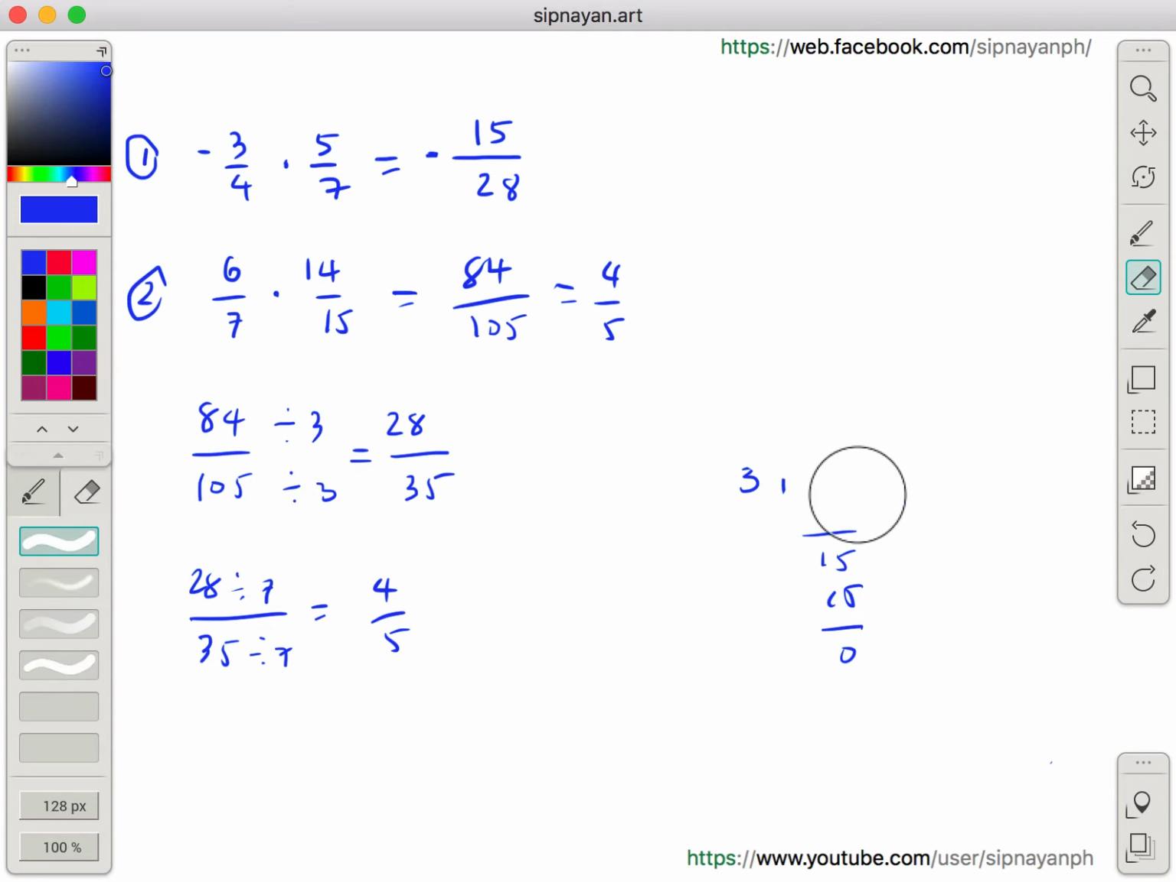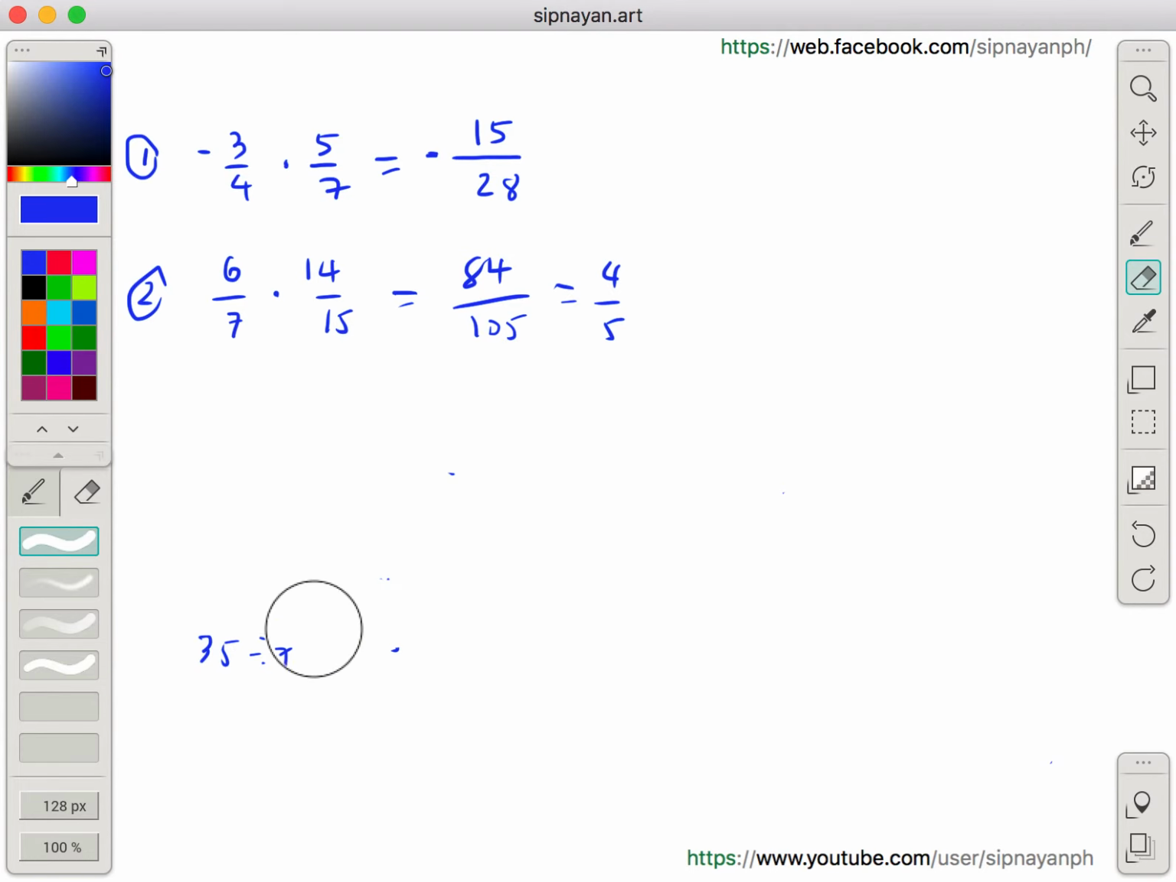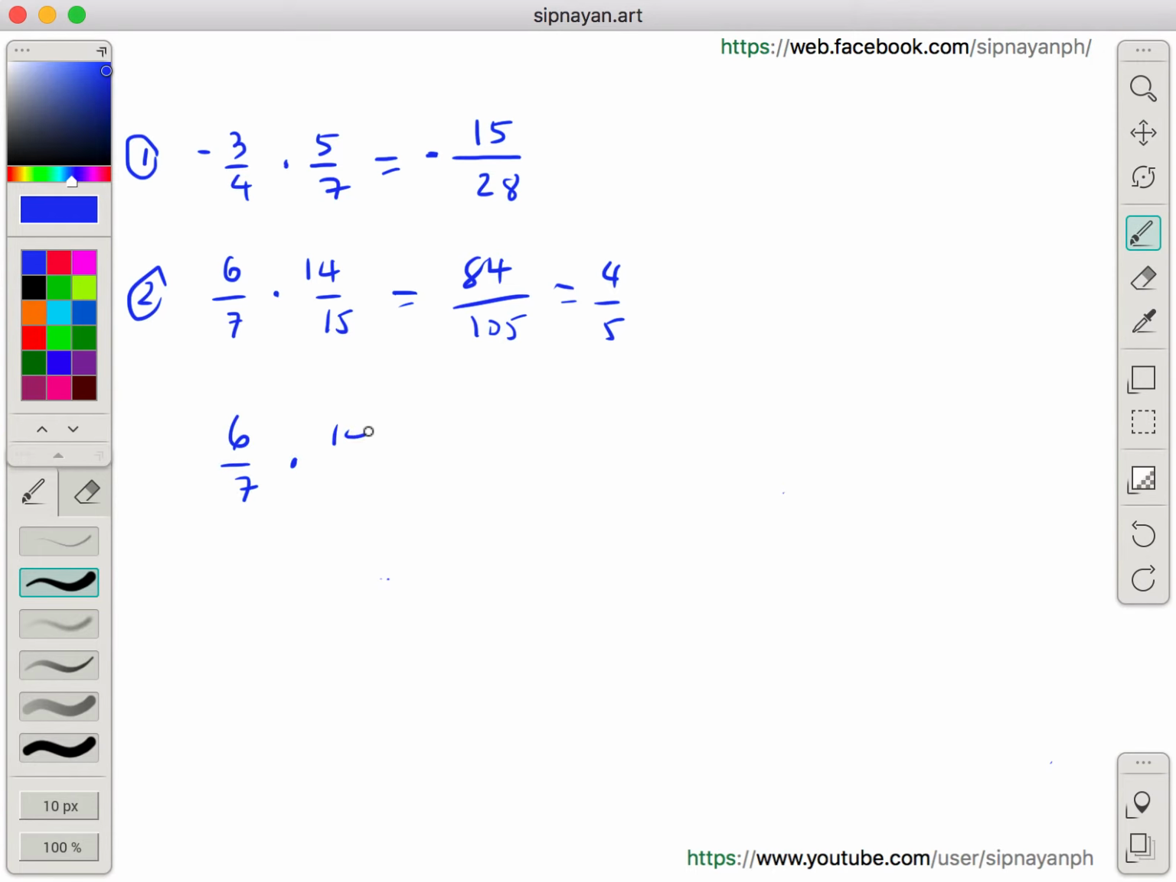Pero, meron tayong shortcut, yung cancellation. Pwede tayong mag-cancel. Actually, meron tayong series nito, yung paano gamitin yung cancellation. Pero, gagamitin din natin dito. Okay, so tingnan natin paano gamitin yung cancellation. 6/7 times 14/15. Pag cancellation, maghahanap ka ng pair ng numbers na yung isa ay numerator at yung isa ay denominator. So, yung isa sa taas, yung isa sa baba. Hindi pwedeng parehong sa taas, hindi pwedeng parehong sa baba.